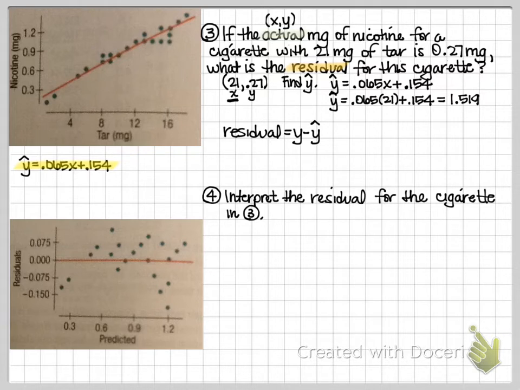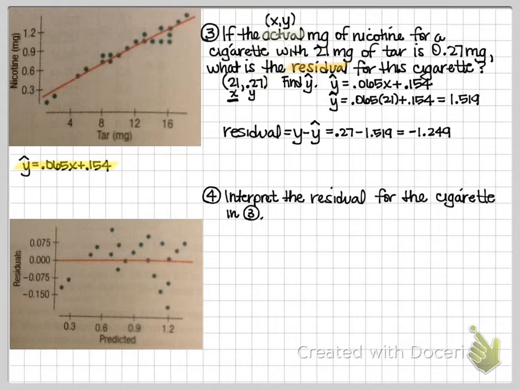Well, I know the real y value since it was given to me. That's 0.27 minus the predicted, which I just found, 1.519. I'm going to grab my calculator and type that in. It gives me a negative, which I expected, since the second number in my subtraction problem is going to be bigger. Now the residual doesn't have any type of units on it, it's just a number. So negative 1.249 is my residual for this.